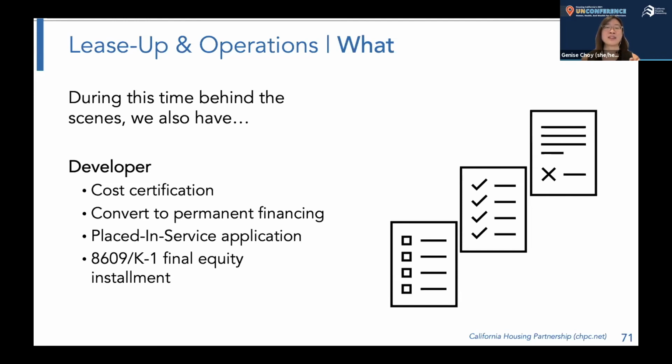And then they work to convert the project to permanent financing and submit the place in service application to TCAC that says, here's what it costs, here's the tax credits we believe we are owed, and that finalizes it and closes the loop with TCAC. TCAC will then send back an 8609 form that says, yes, you have earned this number of tax credits. At that point the investor will usually put in their final equity installment. Okay.